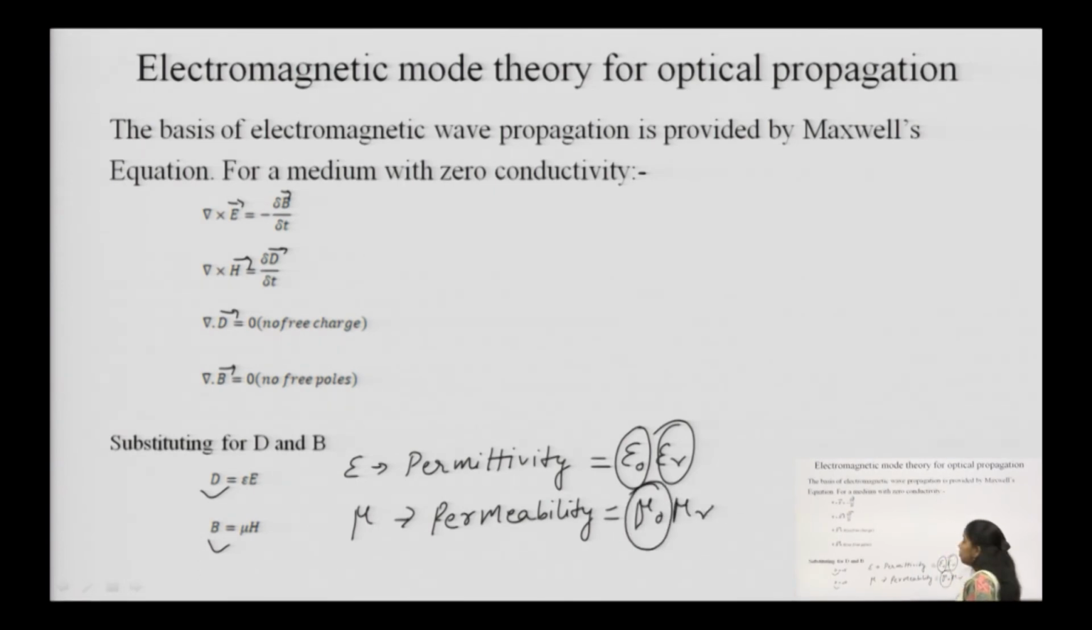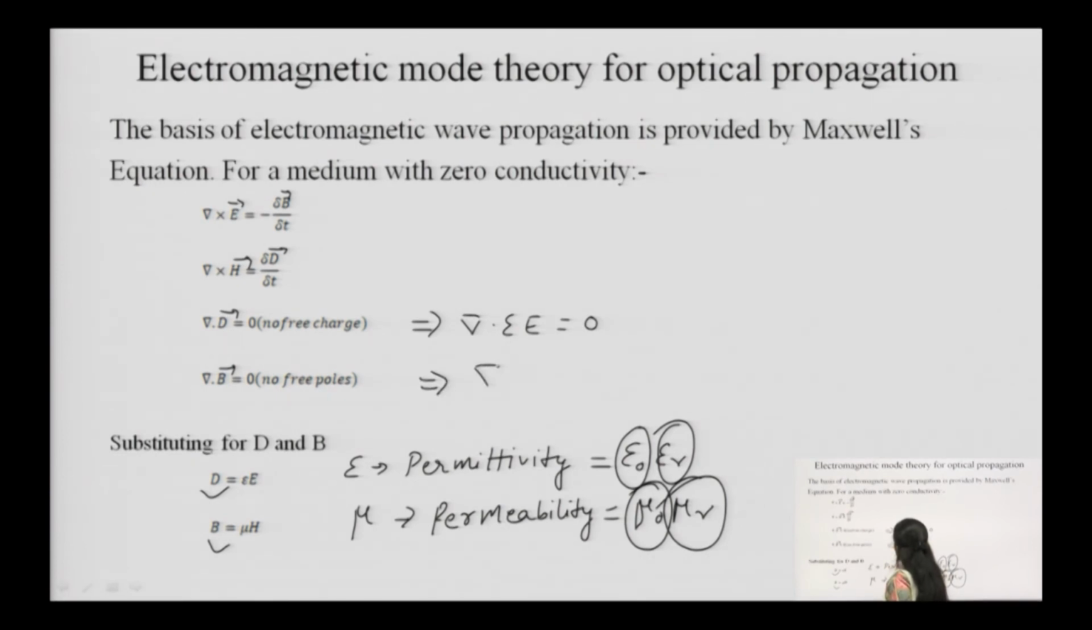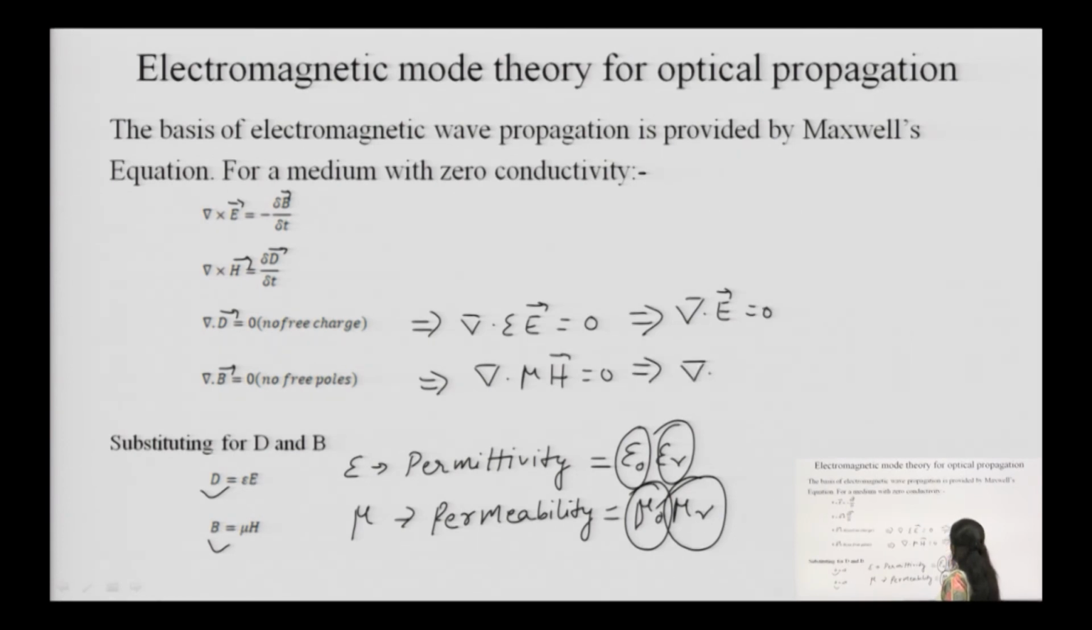Again, mu naught is the absolute permeability, which is the permeability of free space or vacuum, and mu r is the relative permeability, that is, of the material. So it can also be written as del dot D is equal to 0, that is del dot E should be equal to 0, and del dot H should be equal to 0.